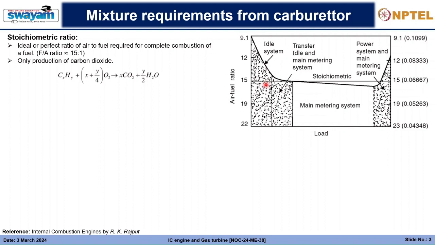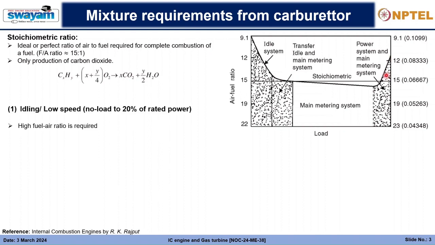And we will now see each of the zones that you see, the three zones: the idle system, the main metering system, and the power system. These are the basic load zones, and we will see why this kind of arrangement is required in these zones.